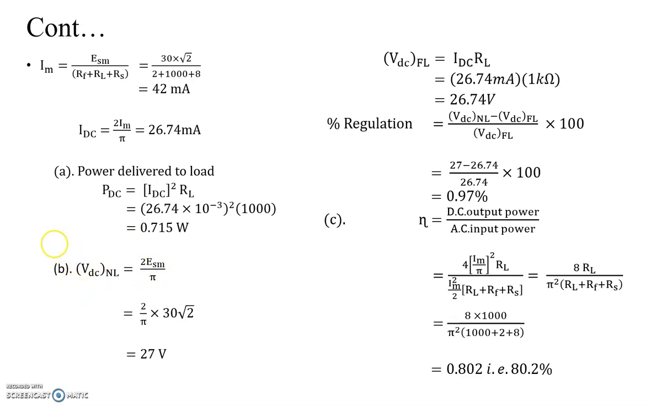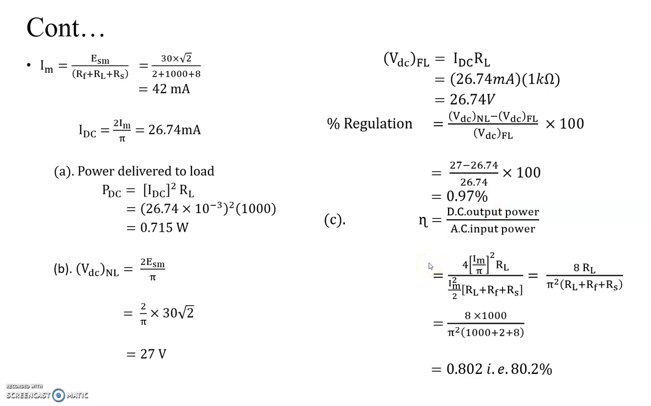VDC no load is nothing but 2 ESM by pi. Substitute the ESM value and find out VDC no load, that is equal to 27 volt. Similarly, VDC full load is equal to IDC RL, so 26.74 milliampere into 1 kilo ohm. Just substitute and find out VDC full load. You know VDC no load and VDC full load, so find out the percentage regulation. Substitute the formula and you will have 0.97 percentage. So this is the answer for B part.